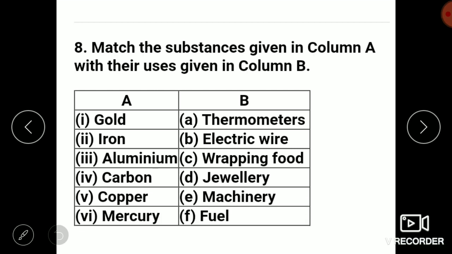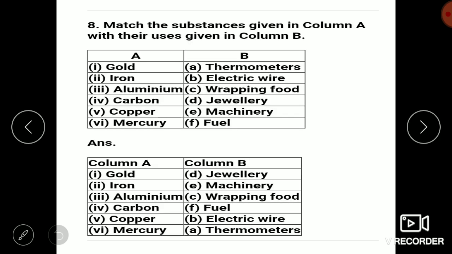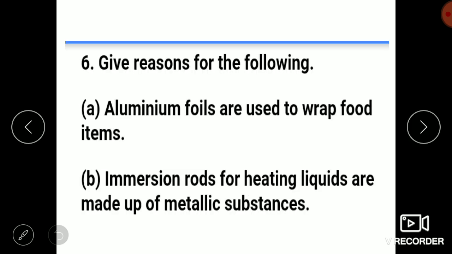Iron, what can be the use of iron? Iron is used in machinery. Aluminium for wrapping food, because aluminium is a malleable metal. Then carbon, carbon is a non-metal, it is used as a fuel. Copper is used in electrical wire, and mercury is being used in thermometers. Now see the answer, match your answer. Yes, here it is given. I'll provide a copy of it. You can just correct your answer from there.